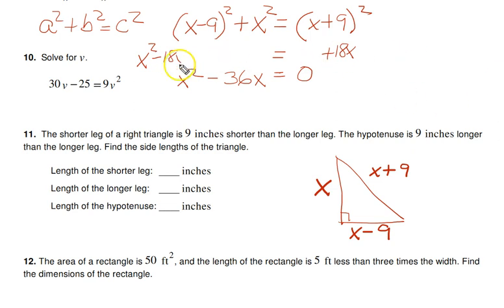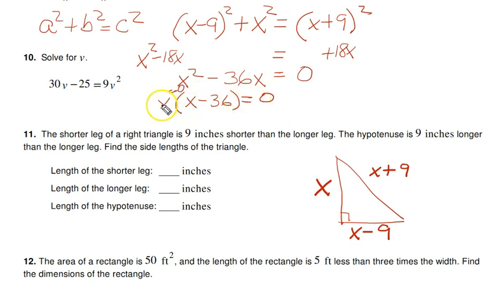So I'm left then with, once I brought that over, this equals 0. Now I'm going to factor out an x, and I get x times x minus 36 equals 0. Now I equate each of the factors to 0. This equals 0, and this equals 0.